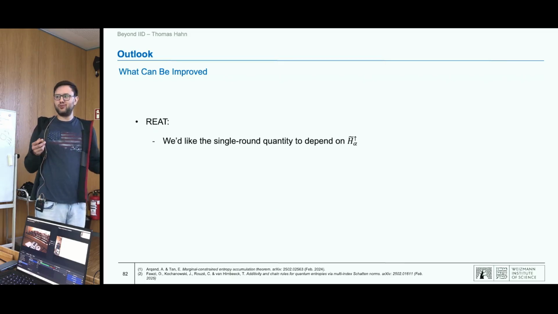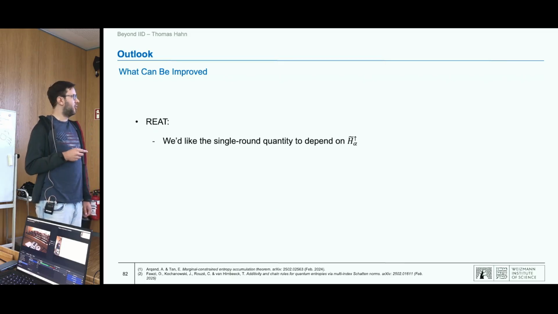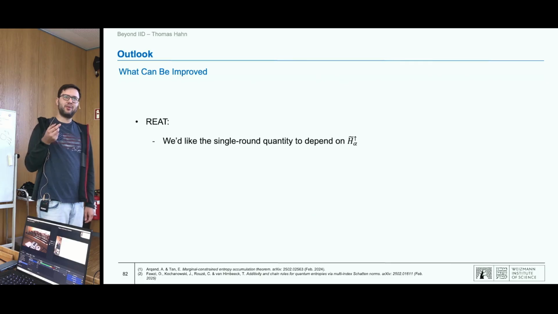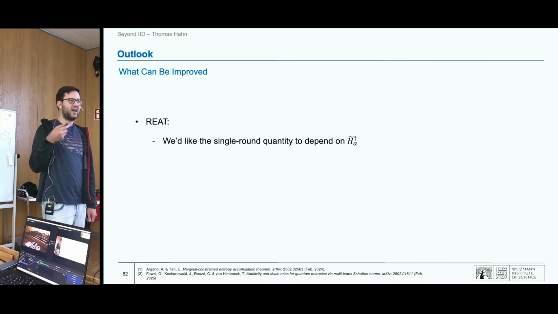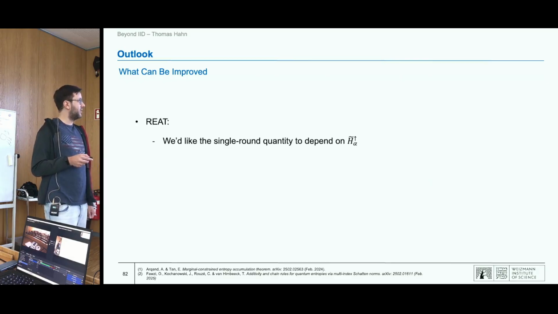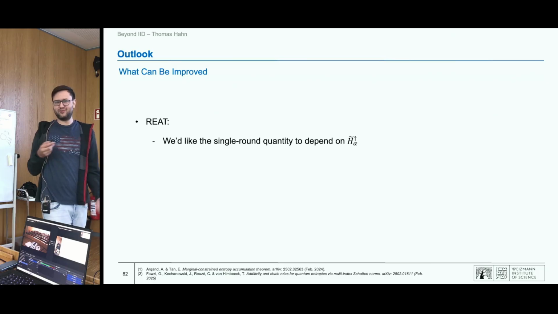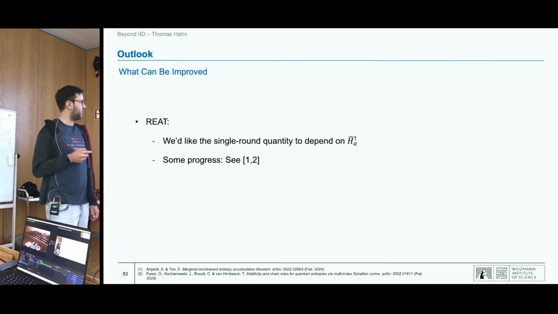So what can be improved? There's still some things that aren't tight. One issue is that we start off with an up arrow quantity, a sandwiched Renyi entropy, and we end up with a down arrow quantity. Ideally, you'd like to end with an up arrow sandwiched Renyi entropy. However, it's not really known how to do this, but some progress has been made.